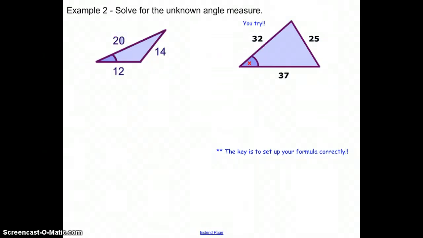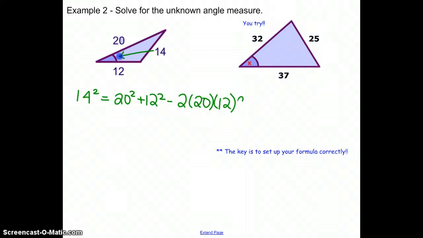So the last example we did was the SAS kind. This is SSS because we have three side lengths. So here we want to find this angle. This angle will be on opposite sides of the equation of 14. So we need to start with 14 squared as the number on the left side of the equal sign, equals 20 squared plus 12 squared minus 2 times 20 times 12 cos A.